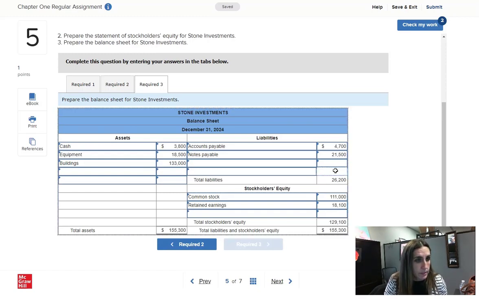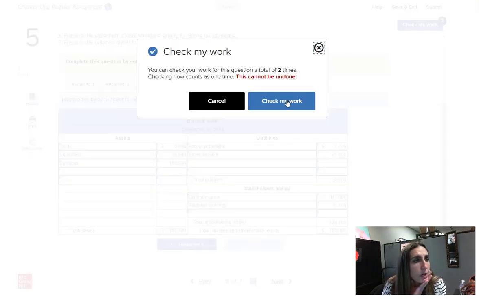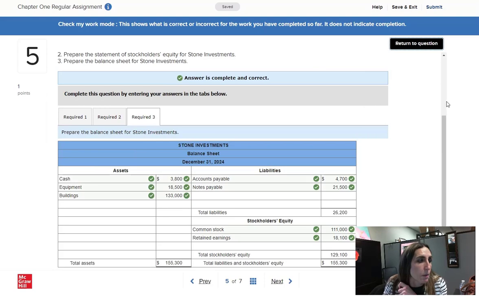If you're not balanced, I do have a total here of 155,300 on both sides. It might be that you just typed something in wrong. You can check your work. I always check it after I've completed the question.